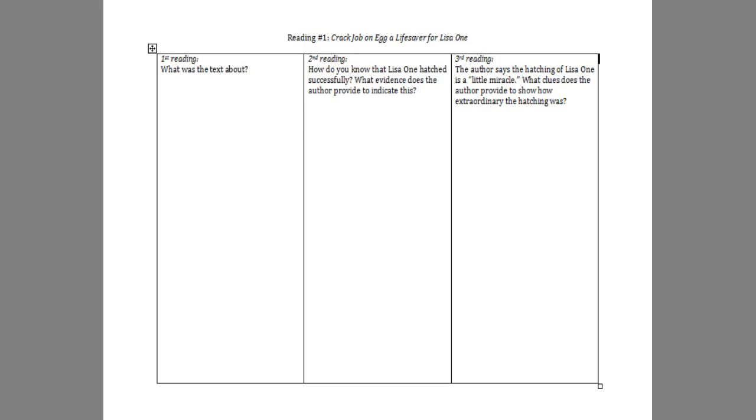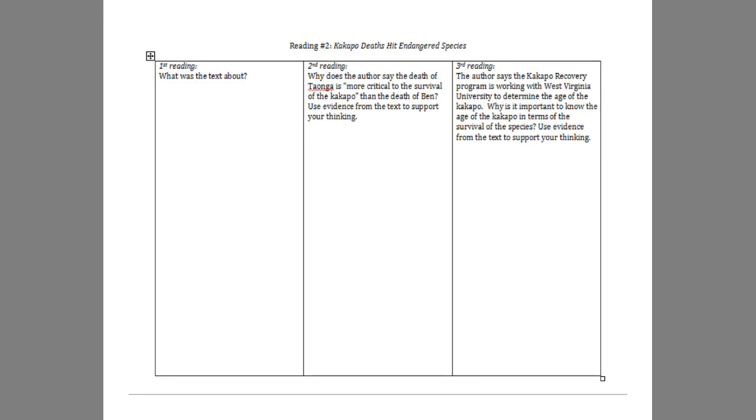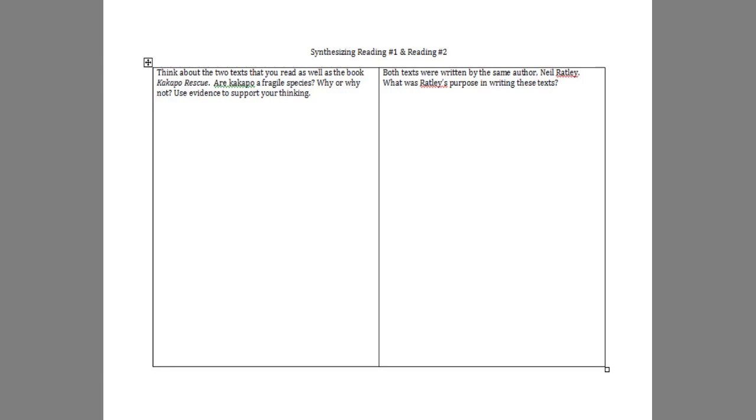Then I have them read another article about a couple of Kakapo parrots that just seem to die mysteriously and no one really knows what happened to them. And the students consider, again, just how fragile these Kakapo parrots are, and that just the smallest thing can cause them to die. So ultimately, I have them read these particular articles 3 times. And then when they're done reading both articles 3 times, I have them put those articles together and think about them side by side.